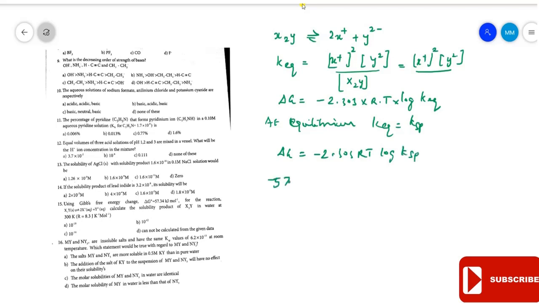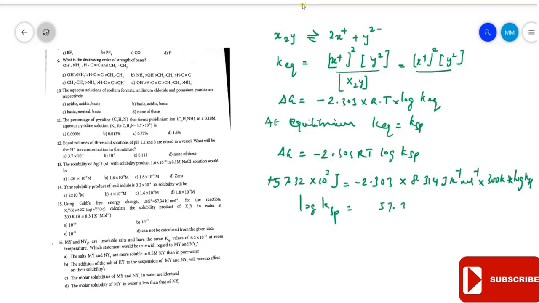Del G value is given as minus 57.32 kilojoule. So it is in the joule form, it is 10 power 3. And minus 2.303 into the R value 8.314 joule per Kelvin per mole. And the temperature is 300 Kelvin and log Ksp. So log Ksp is equal to 57.32 into 10 power 3 divided by minus of 2.303 into 8.314 into 300.